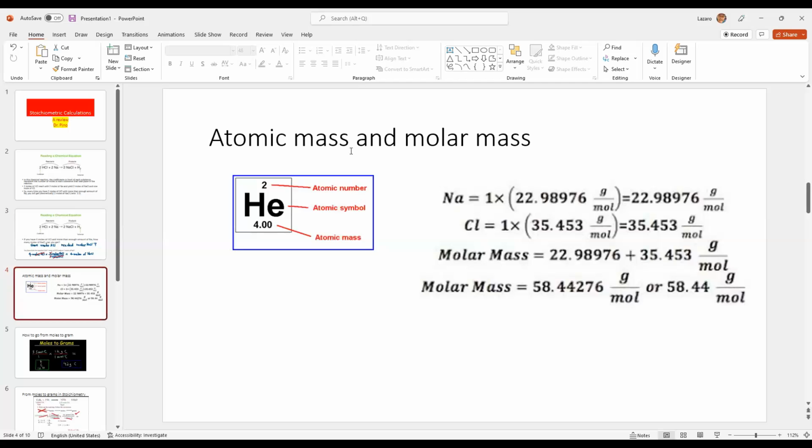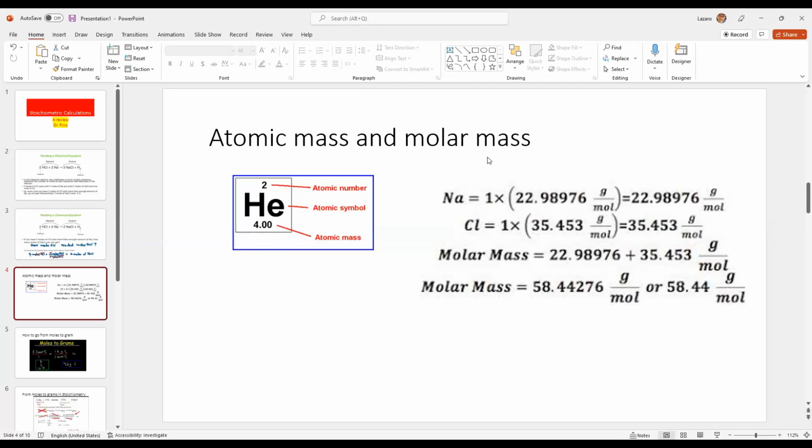Well, what is the atomic mass and what is the molar mass? If you go to the periodic table, for example, for helium, you can see two numbers. The small number is the atomic number and represents the number of protons and electrons, of course. And here you have the symbol of the element, and the bigger number is the atomic mass. These are the grams per one atom of helium. One atom of helium weighs 4 grams.